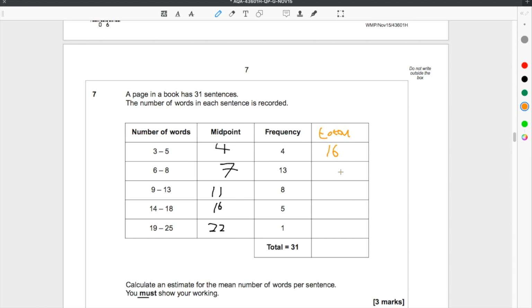So again, 7 multiplied by 13, we can use a calculator, is 91. 11 times 8 is 88. 16 times 5 is going to give us 80. 22. And then we add these together and we get 297.